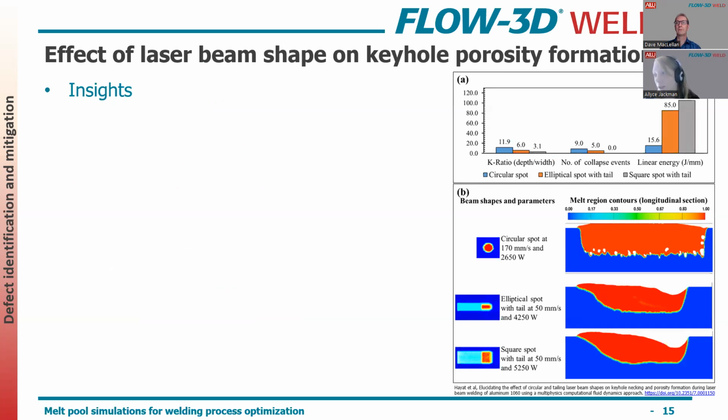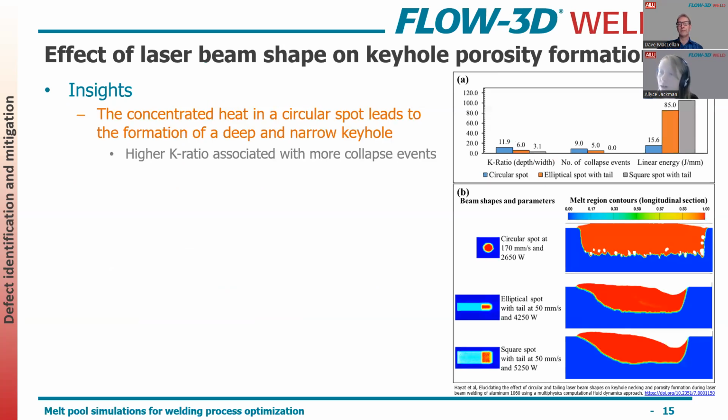And so in looking at the effect this had on the porosity formation, just the fundamental takeaway here was that the deep, narrow keyholes were leading to that porosity. And we can relate that back to what they're calling the K ratio, which is the depth to width ratio. So you want to reduce that ratio. You want to make sure that your depth isn't dramatically higher than your width.